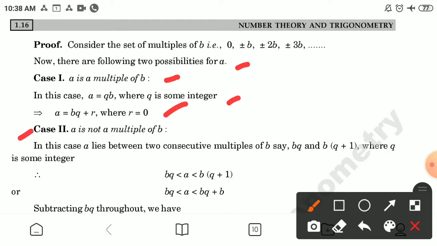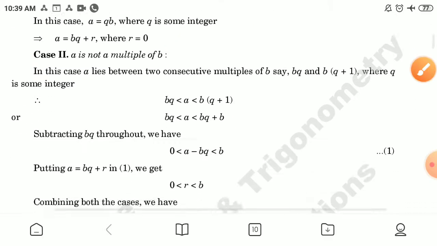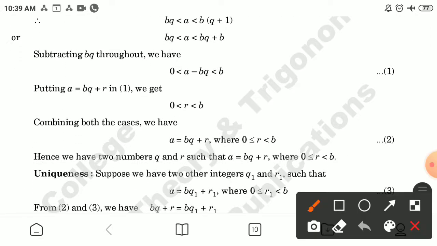Now case second, a is not a multiple of b. In this case, a lies between two consecutive multiples of b, say bq and b(q plus 1), where q is some integer. Therefore, a is between bq and bq plus b. Now, subtracting bq throughout, we have a minus bq is between 0 and b, marking this as number 1. Putting a is equal to bq plus r in first, we get r is between 0 and b.